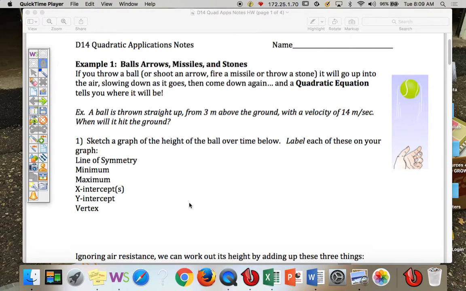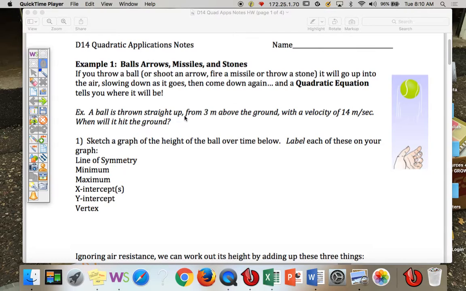Today we're going to look at quadratic equations and more word problem situations. So the first example, if you throw a ball or shoot an arrow, fire a missile, throw a stone, it will go up in the air, slowing down as it goes, and then it comes down again. It will speed up when it comes down. And a quadratic equation tells you where it will be when it lands, or at any point.